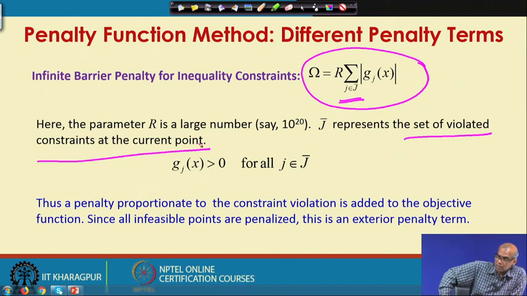So, basically you add the constraint violations. Here the penalty parameter r is a very large number, say 10 to the power 20 or so. Thus, a penalty proportionate to the constraint violation is added to the objective function. Since all infeasible points are penalized, this is also an exterior penalty term.